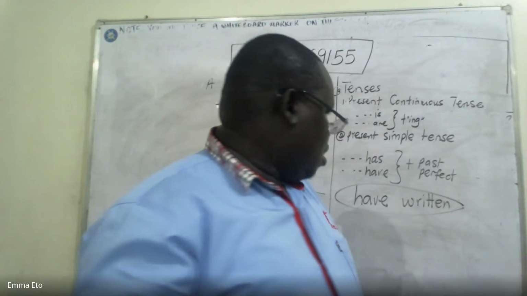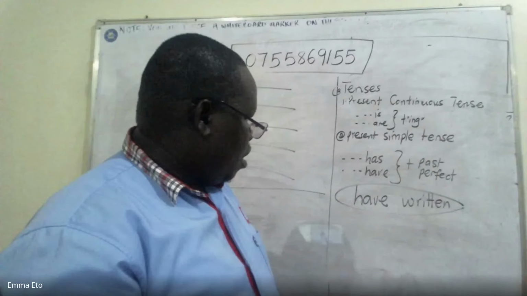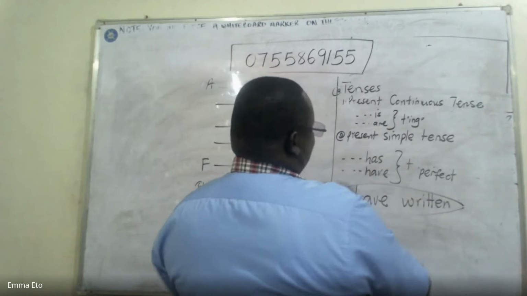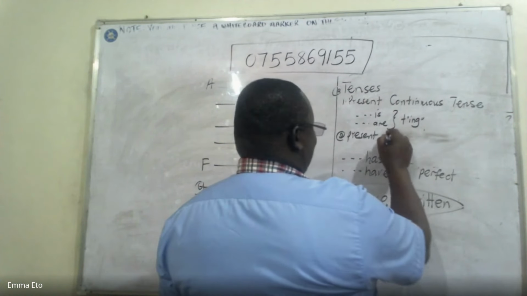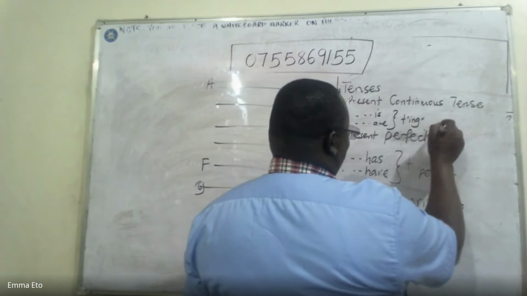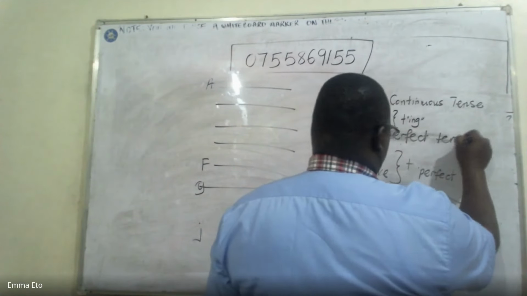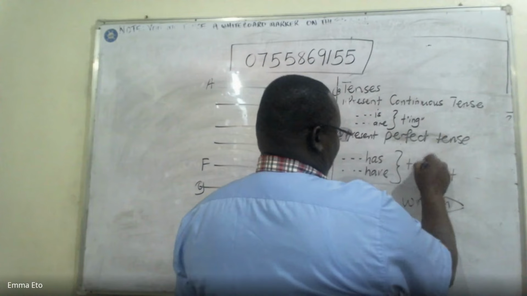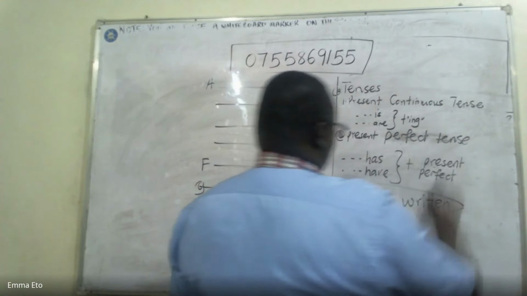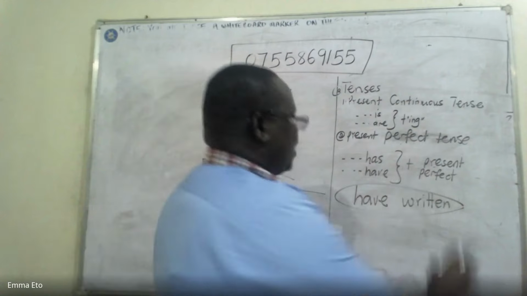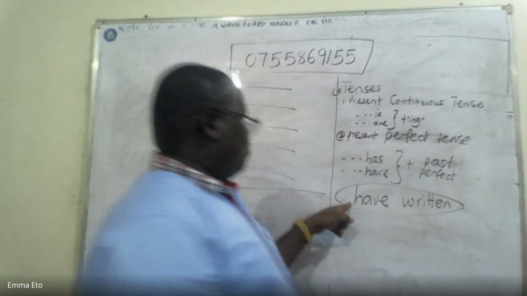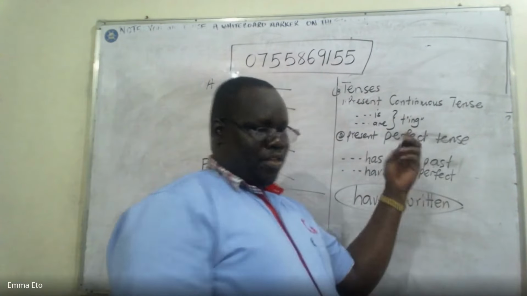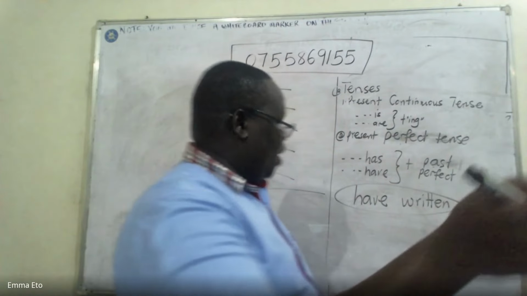Present perfect tense, not present simple. Sorry, I'm in a hurry. Thank you for the correction. Present perfect tense, where we use has or have plus the past participle of the verb. The boys have written. The boys have carried the benches.